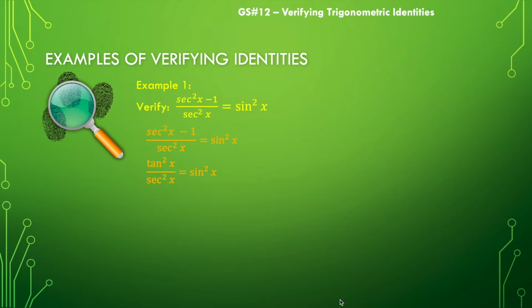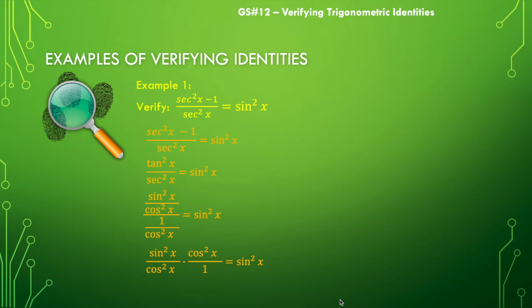So maybe it would be helpful for me to rewrite both of those in terms of just sine and cosine. If I do that, then I've got sine squared of x divided by cosine squared of x, and that whole fraction divided by 1 over cosine squared of x. Well, that's kind of ugly. So let's rewrite that as a multiplication instead of a division expression. So we will rewrite it so it's sine squared of x over cosine squared of x multiplied by the reciprocal, which is cosine squared of x over 1.